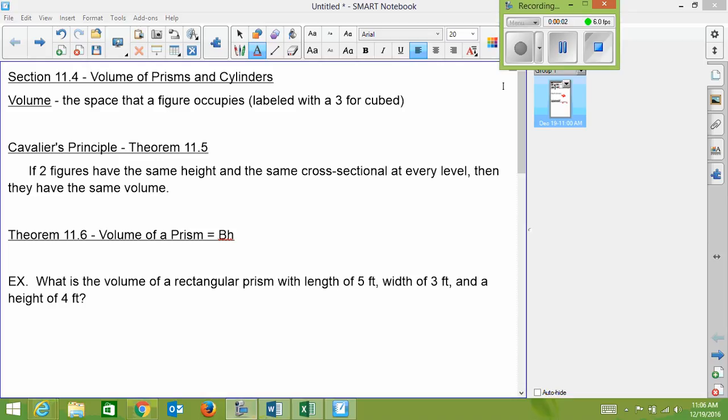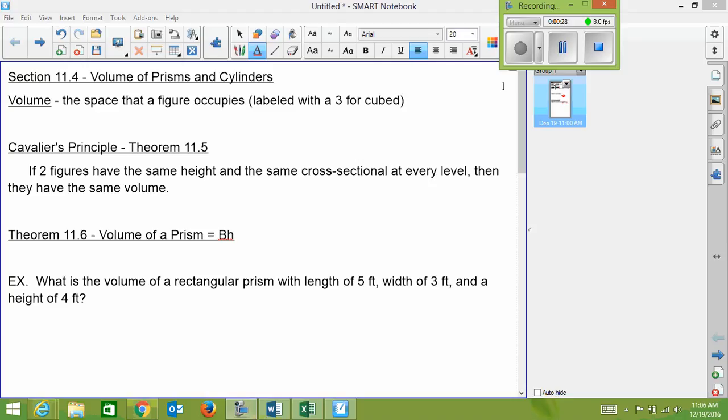Hello and welcome to section 11.4, which is on the volume of prisms and cylinders. Volume is the space that a figure occupies, and we always label volume with a 3 for the cubed part of it. It's three-dimensional. Cavalieri's principle, which is theorem 11.5, says that if two figures have the same height and the same cross-section at every level, then they have the same volume.